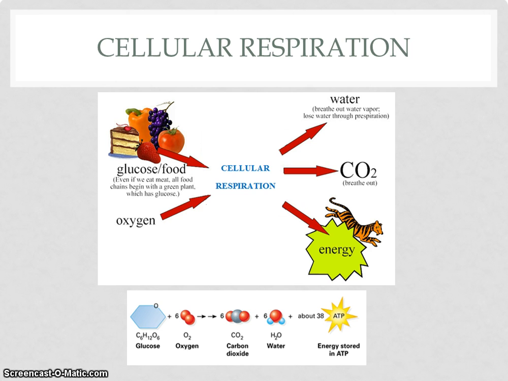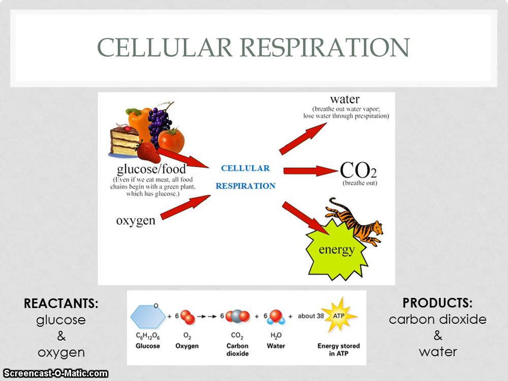C6H12O6 plus 6O2 yields 6CO2 plus 6H2O plus energy. That is, glucose plus oxygen yields carbon dioxide, water, and energy. The reactants for cellular respiration are glucose and oxygen. The products for cellular respiration are carbon dioxide and water.